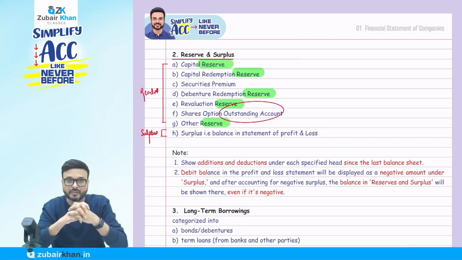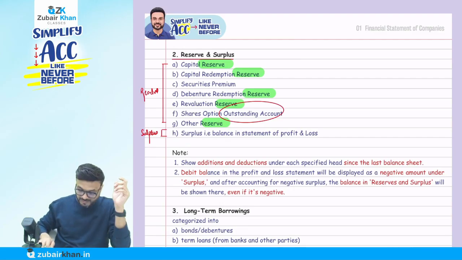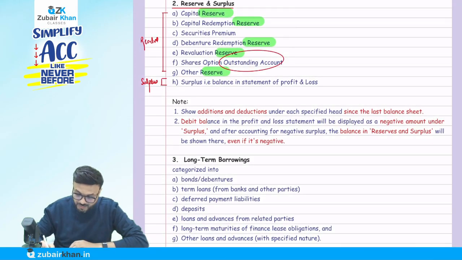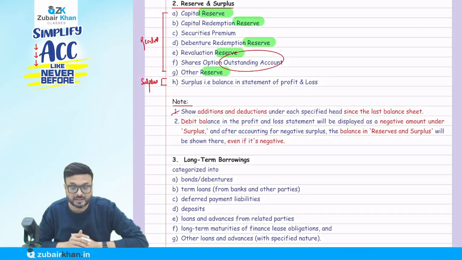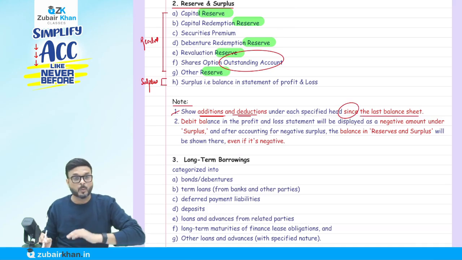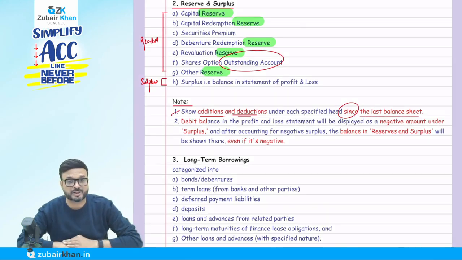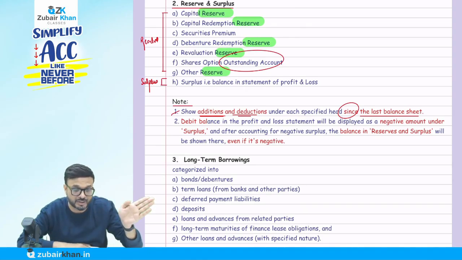Now, the very important point that I want to discuss with you: what are the notes related to these? The first note, listen carefully. It says to show additions and deductions under each specified head since the last balance sheet. What was the balance we had in the last balance sheet, and what is the balance now?